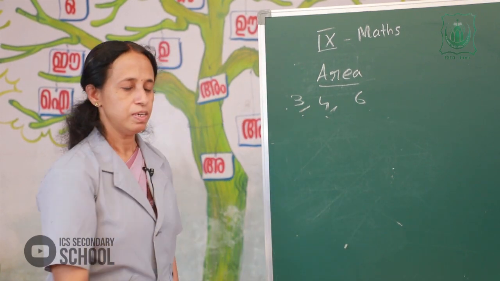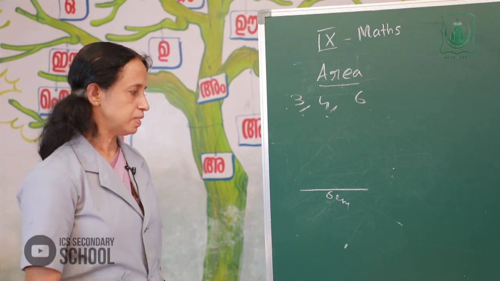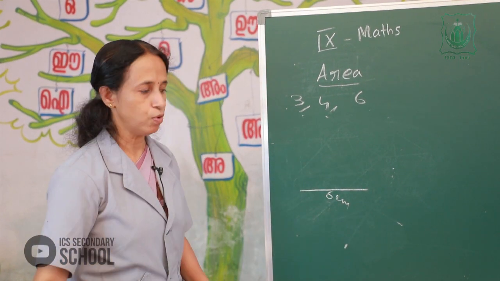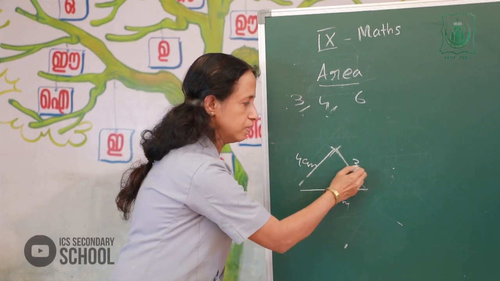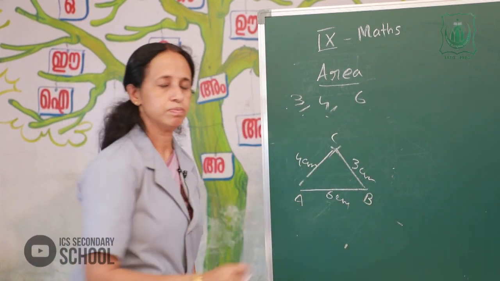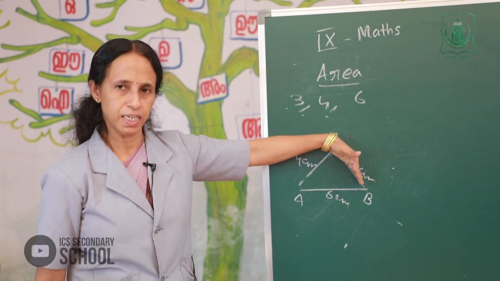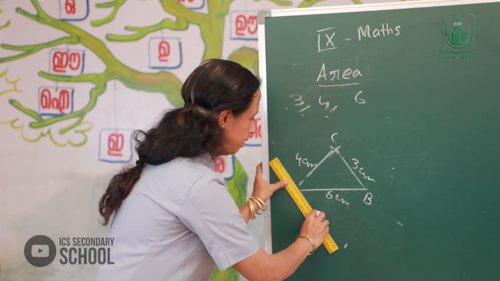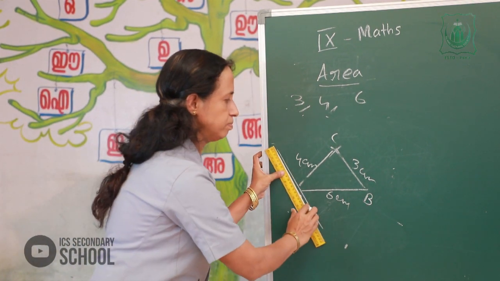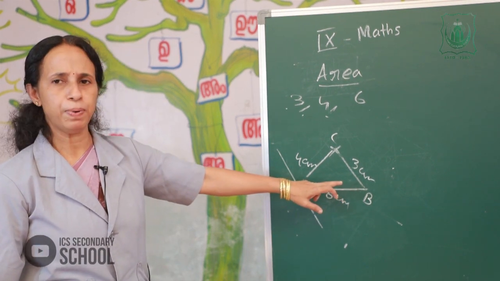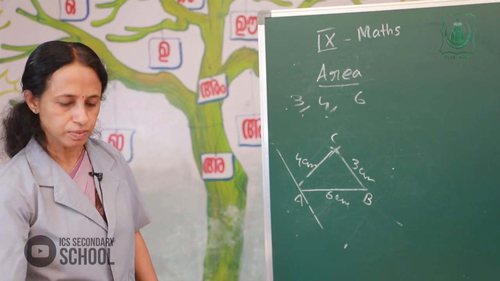Next, draw this triangle: 6 centimeter base and the other two sides 4 centimeters and 3 centimeters. Name them A, B, C. Draw a line parallel to BC through A. Draw a perpendicular from C or B.